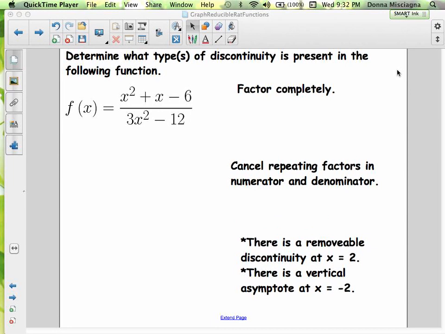Welcome. So we're going to graph another rational function. All right, so first thing we're going to do is factor completely.